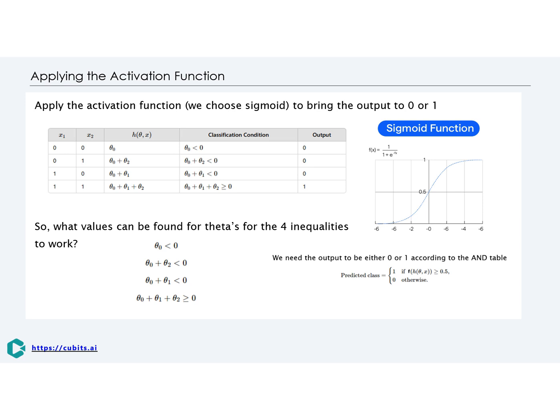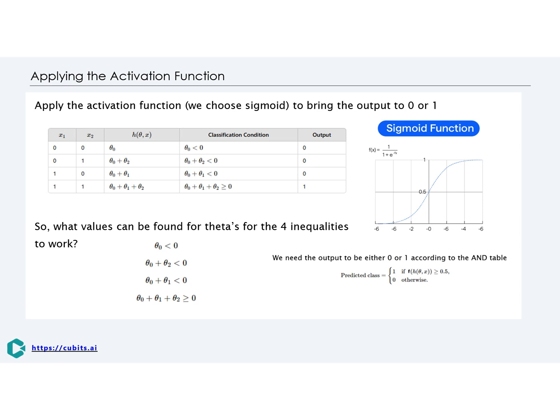For the first input pair, 0,0, we plug in 0 for both x1 and x2, and we get h theta x equals theta 0. Since we need the output to be 0, we need to choose a negative value for theta 0. Any negative value would do at this point, but later we need to pay attention to other conditions as well.